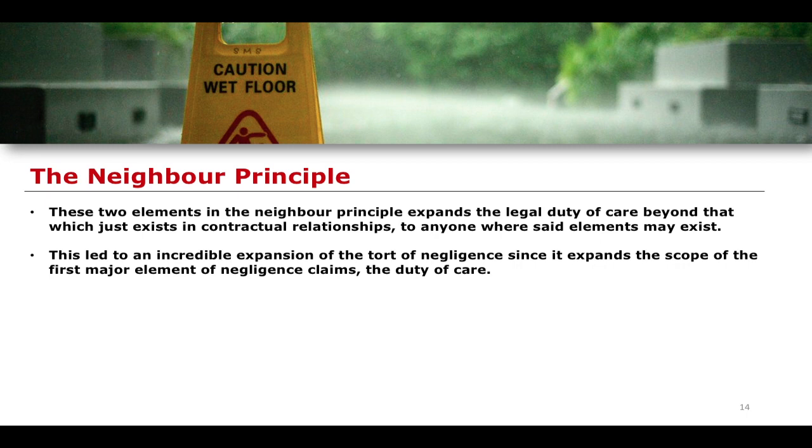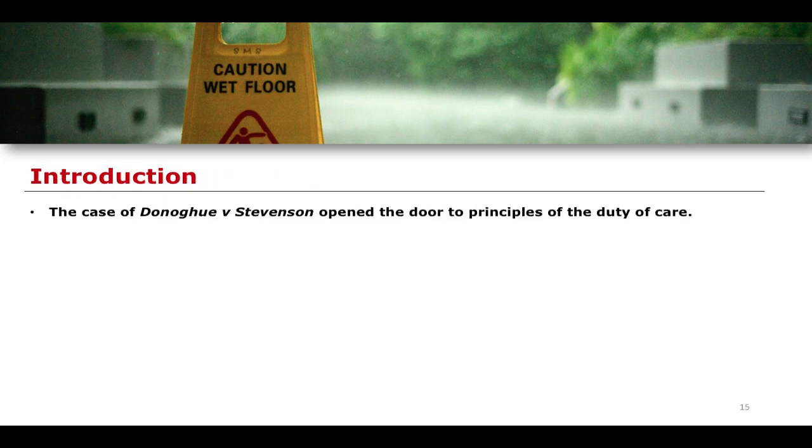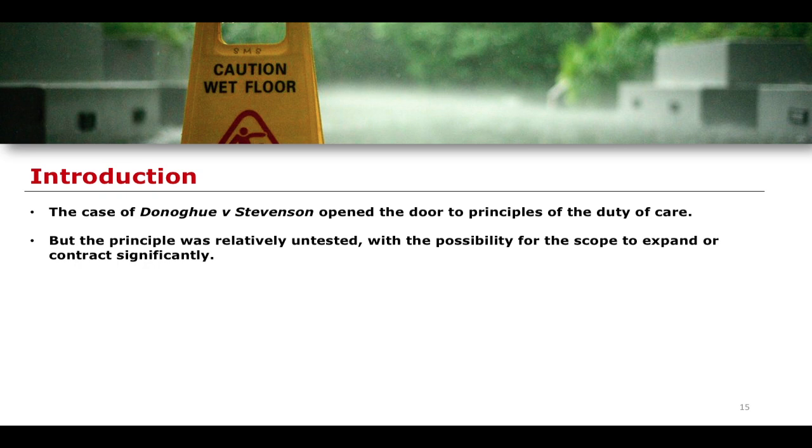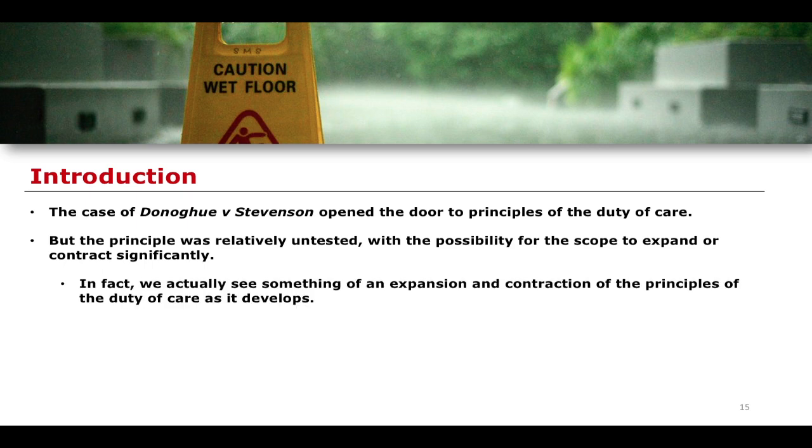So, as I mentioned, this leads to an incredible expansion of the law of tort, since it expands the scope of the first major elements, okay? So, going back then, let's think about the opening of the door of the Donoghue and Stevenson principle, but think about the ways in which we can expand this and see how this has developed over the next 30, 40, 50 years, okay?